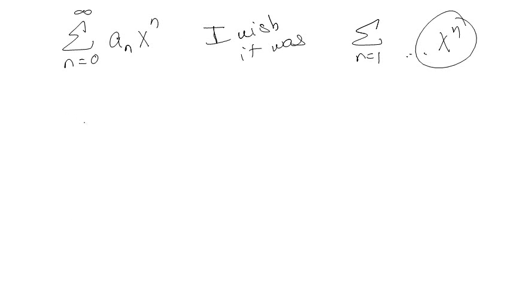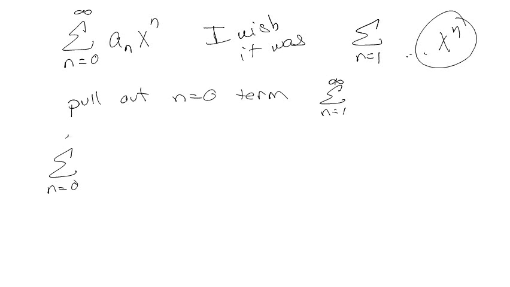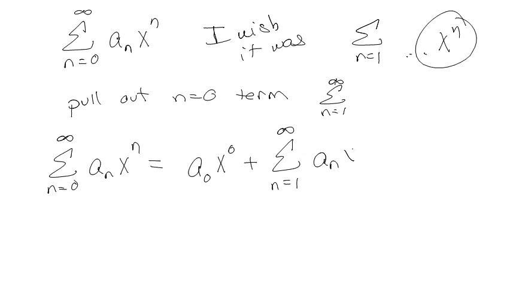This really isn't a big deal at all, because I can just pull out the n equals 0 term. Then I'm left with the n equals 1 to infinity term, because I'm going to write the n equals 0 term out separately. So I could say that the sum from n equals 0 to infinity of a sub n x to the n is just as easily equal to a sub 0 x to the 0 plus the summation from n equals 1 to infinity of a sub n x to the n, or a naught plus the summation n equals 1 to infinity a sub n x to the n.